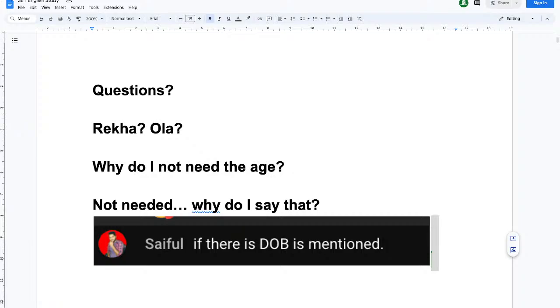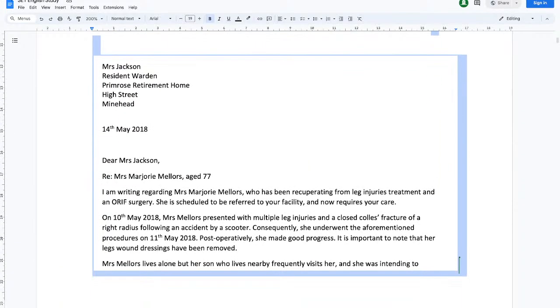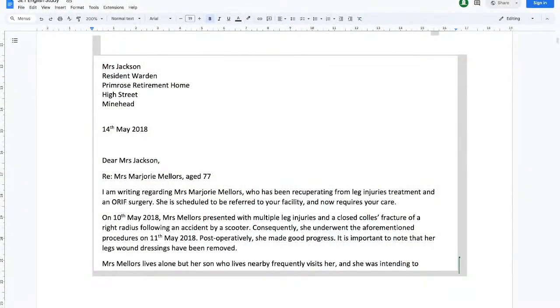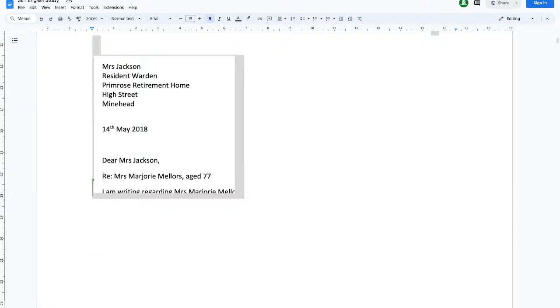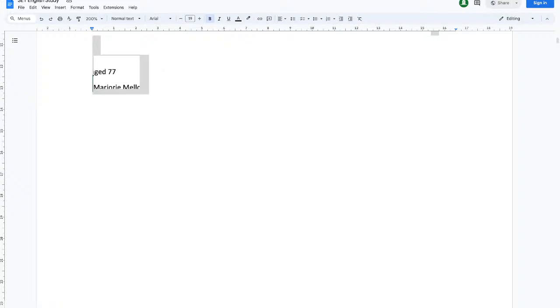This is a letter sent to me. Okay, this is just a random letter. One of my students sent this letter to me. Well, let's look at it, guys. So hopefully you can see this. Let's zoom down. Okay, the question is, why do I not need to put the age in? Well, let's look at this. Aged 77. Can you guys see this? Aged 77. So if I have age 77, why do I need to repeat that? It's here. Look. Can everyone see this?